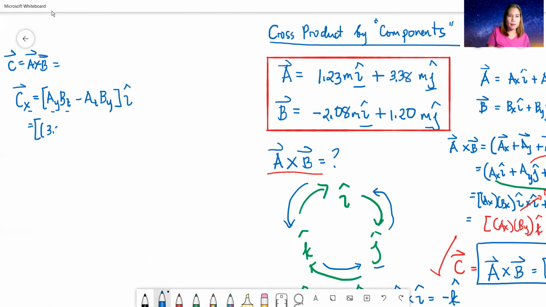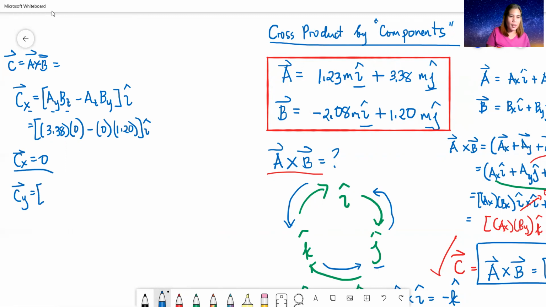AY is 3.38. BZ is 0, kasi wala siyang Z component. Walang 0 component si A. And then si BY is 1.20. Yan. So therefore, CX is 0. Yan. Let's go to CY.